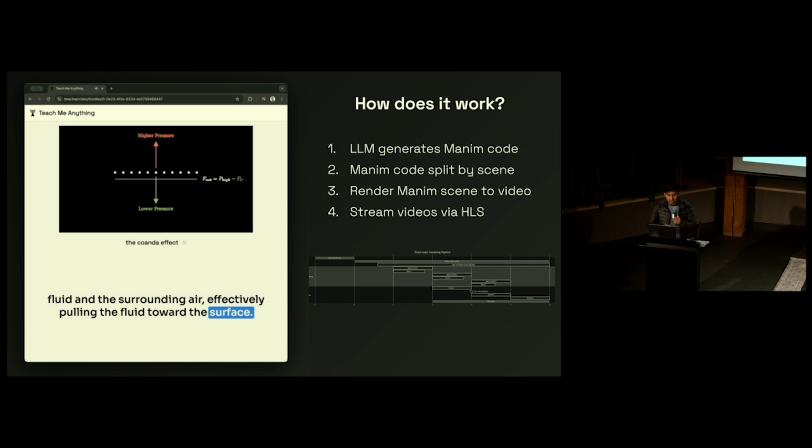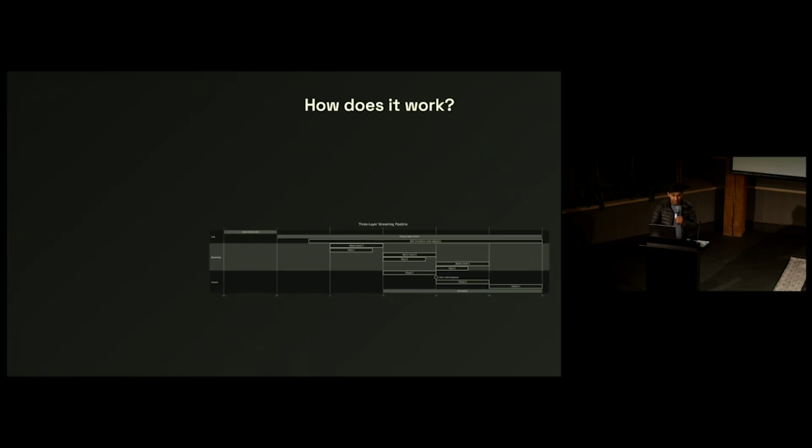It would make things up. It would take minutes to generate a single video. So to improve the speed and factuality, I actually switched to Gemini with search grounding. And then to improve the latency even more, I came up with this streaming pipeline.